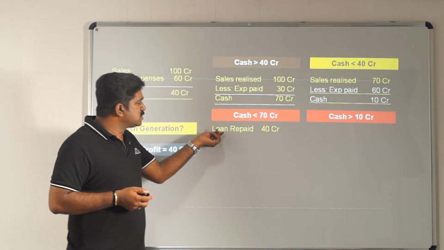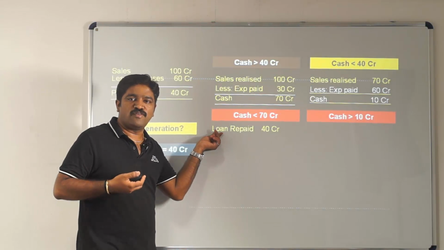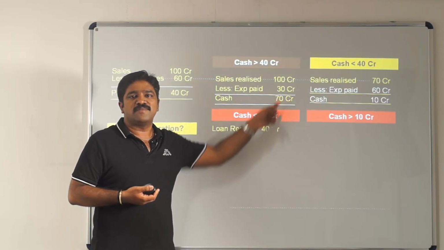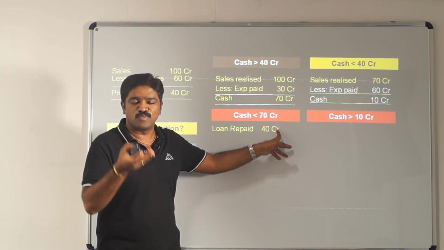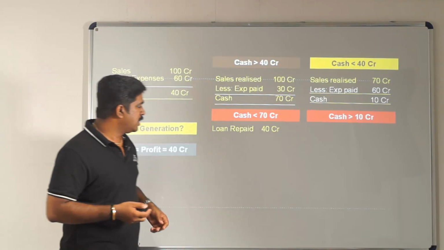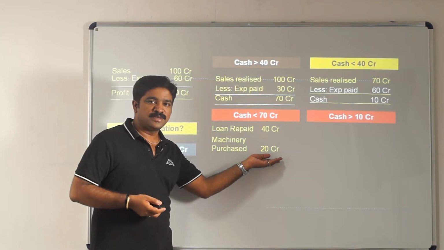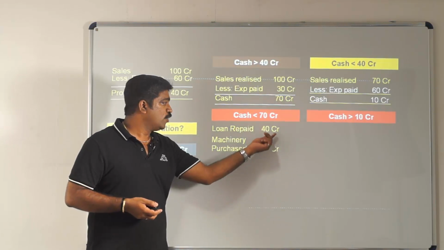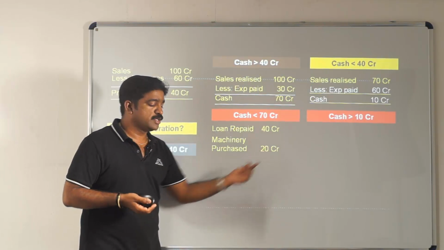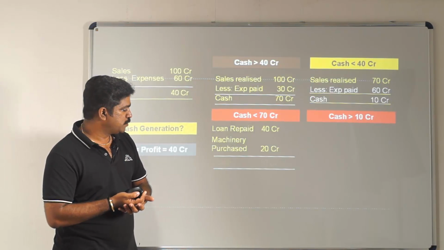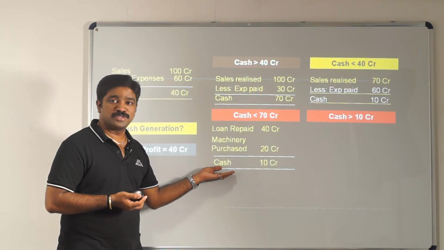Let's say this firm has a loan of 40 crore, and they are going to repay that 40. What will happen to your balance? 70 minus 40, it is 30. It is very well below 40, right? And let's say they are purchasing a machinery and it is 20. What is the cash balance? 70, loan repaid 40, machinery purchase 20. So what is the position? The position now is 10 crore, right? Cash position is 10 crore.